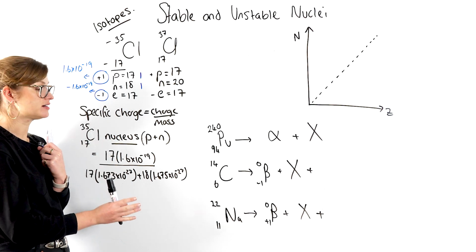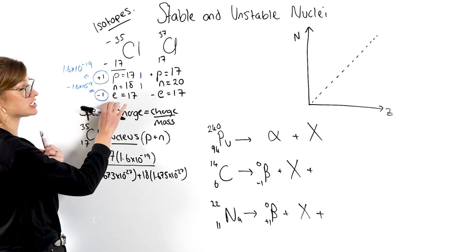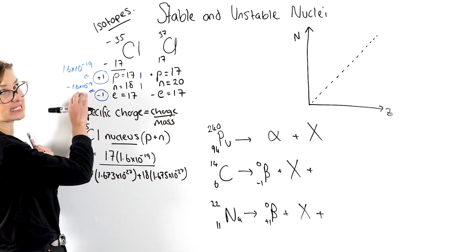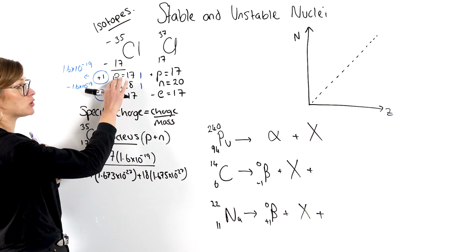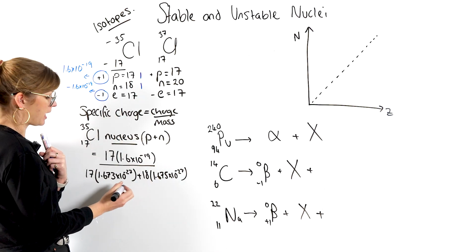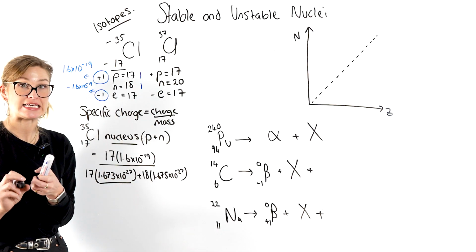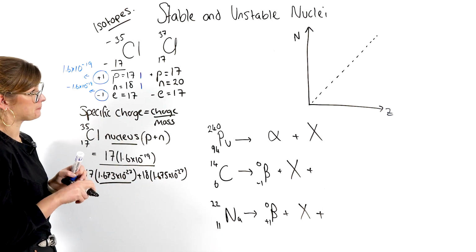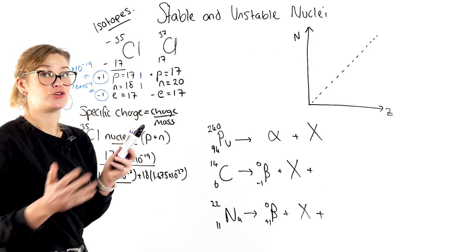So the key learning here is that the charge of an electron is not actually -1, it's negative 1.6 times 10 to the negative 19. The mass of a proton is not actually 1, it's the mass that's on your data sheet in kilograms. So now we know what's inside our nucleus and our atom.